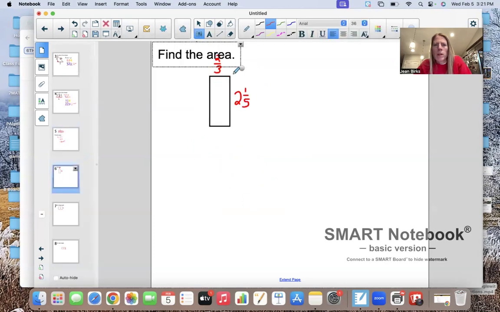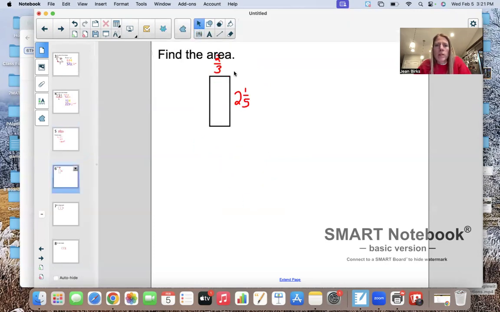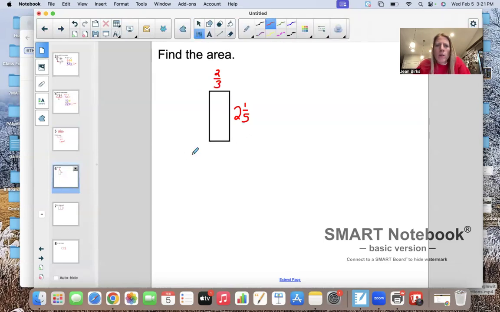Example number 2 is what we're working on today, which has fractions. So I have another rectangle here, and you have a width of 2/3 and a height of 2 1/5. Remember, our formula for area is length times width or base times height. Our length here is 2/3 and our width or our height is 2 1/5. So in order to find how many squares are on the inside, I would multiply those two.